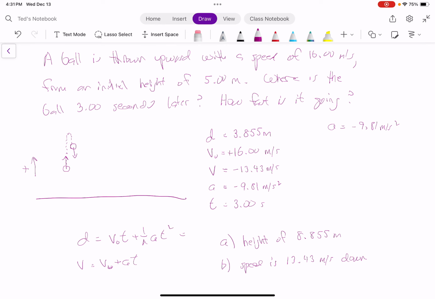All right, last thing I want to do is check my significant digits. It looks like there are 3, 3, and 4 significant digits in the problem, so I'm going to use 3 significant digits in my answer. So that means that I should round this to 3 significant digits, 8.85 meters and 13.4 meters per second down. All right, and that is a quick review of constant acceleration, and please feel free to watch my videos from Physics 1 if you want more.